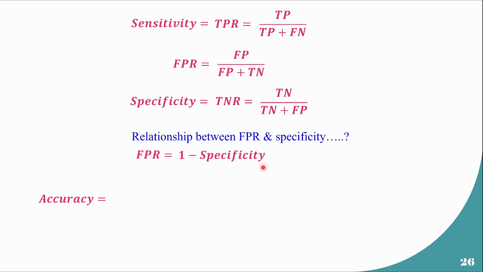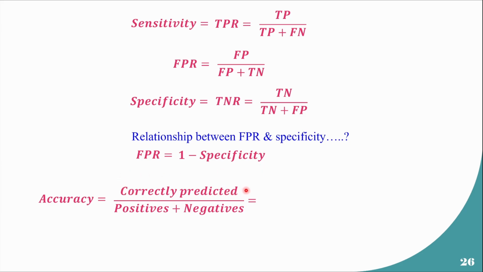So when we talk about the accuracy of a model, it can be expressed via a formula like this. We have correctly predicted values divided by the total number of positives and negatives that we have in our evaluation. So what could the correctly predicted values be? How can you represent this using some of these terms?